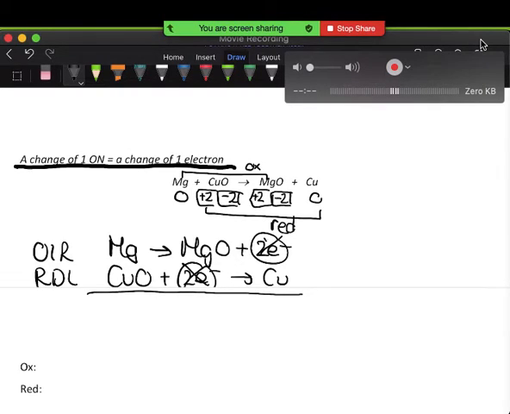So cross out, Mg plus CuO becomes MgO plus Cu. Okay, we as content as we can be.